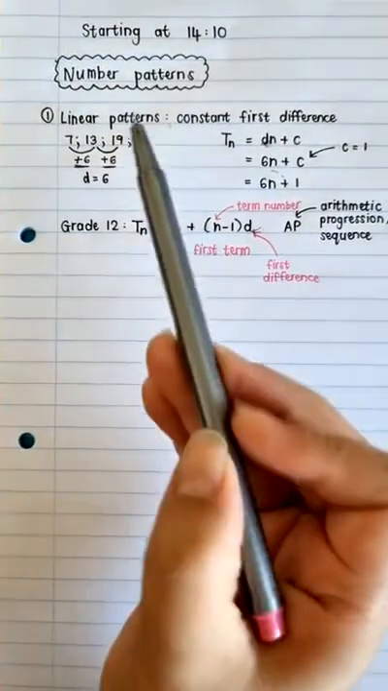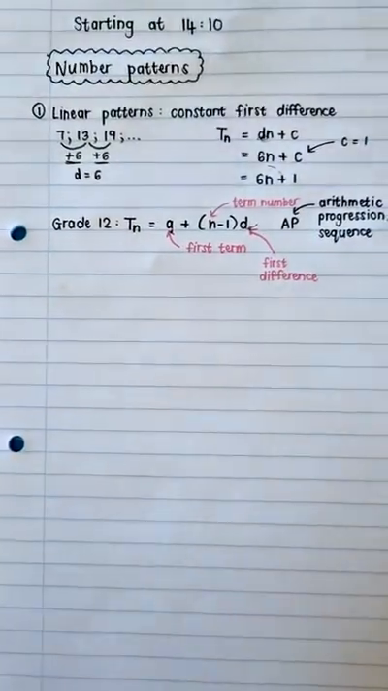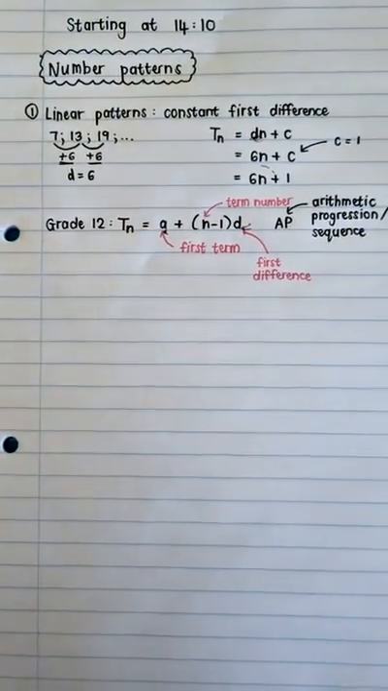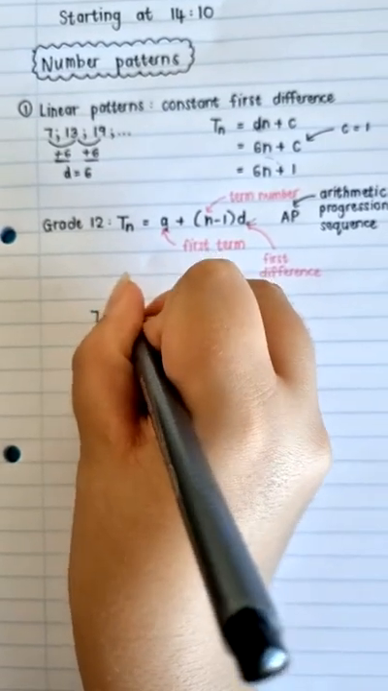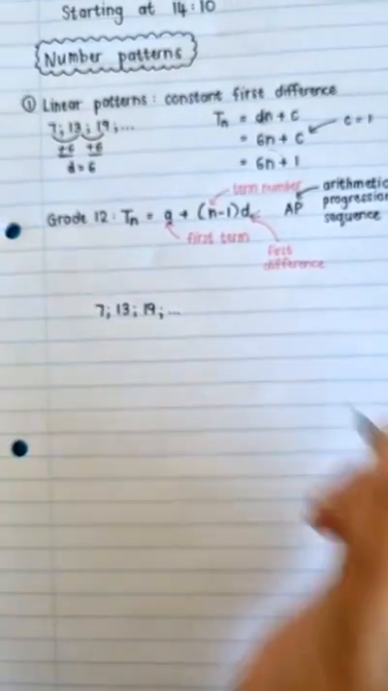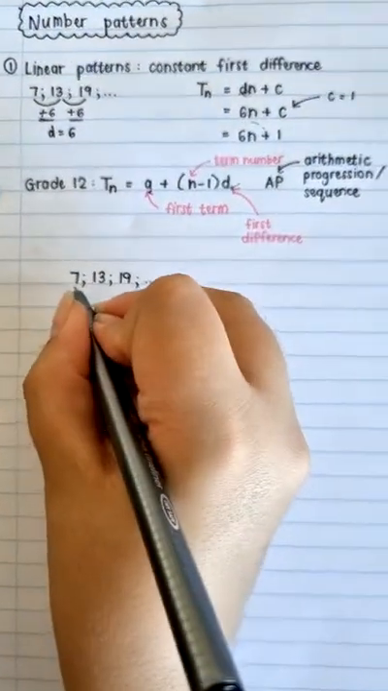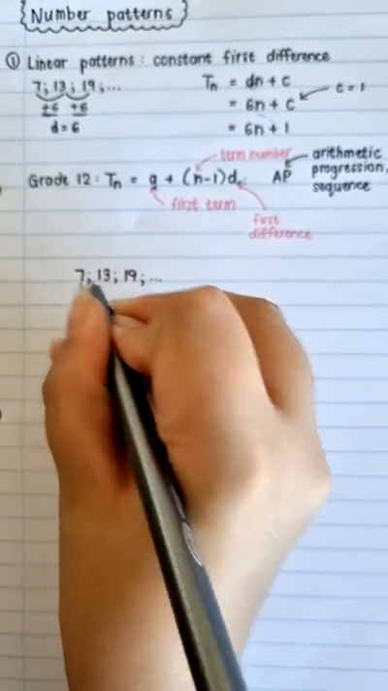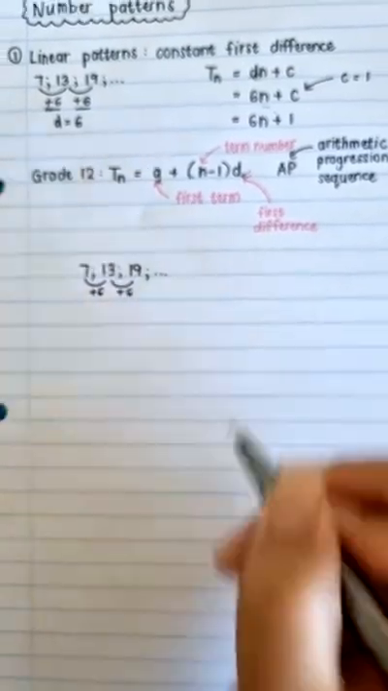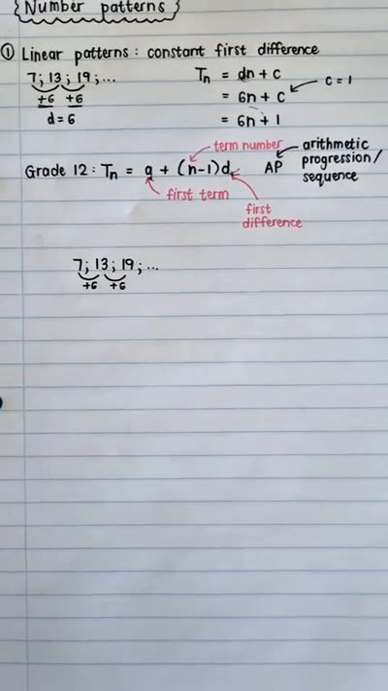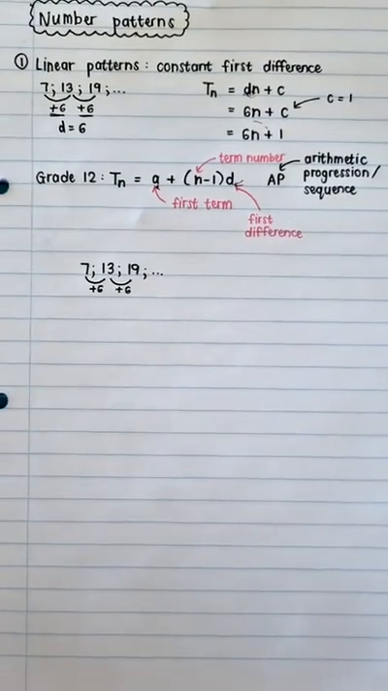All right, so what I'm going to do quickly is we're going to look at this same number pattern and we're going to apply this formula and see if we can get the same answer, the 6n plus 1. So again, if we have our 7, 13, 19, and then obviously the number pattern would continue like that. You are going to first look at what you are adding. To get from 7 to 13, you're adding 6. And then to get from 13 to 19, you're adding 6 again. So you have a constant first difference. So it is an arithmetic progression. It is an AP, a linear pattern.